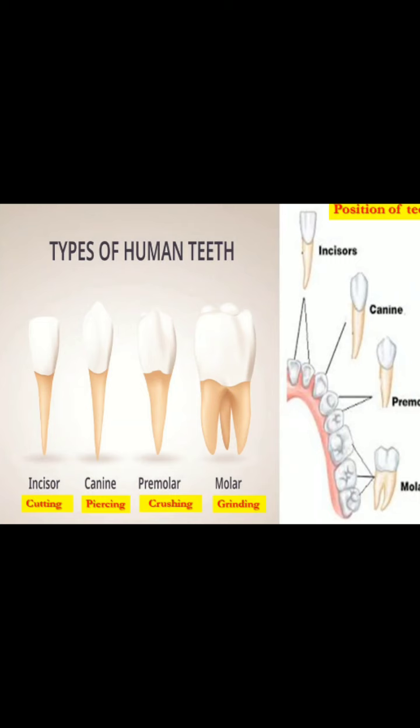When we talk about incisors, they are placed in front of the mouth. After that we have canines, then premolars, and at the end of the jaw we have molars. Let's talk about the functions. As you can see, incisors help in cutting of the food. Canines help in tearing and piercing of the food. In case of premolars and molars, they help in crushing and grinding of food. So with the help of teeth, we can convert food into small pieces.